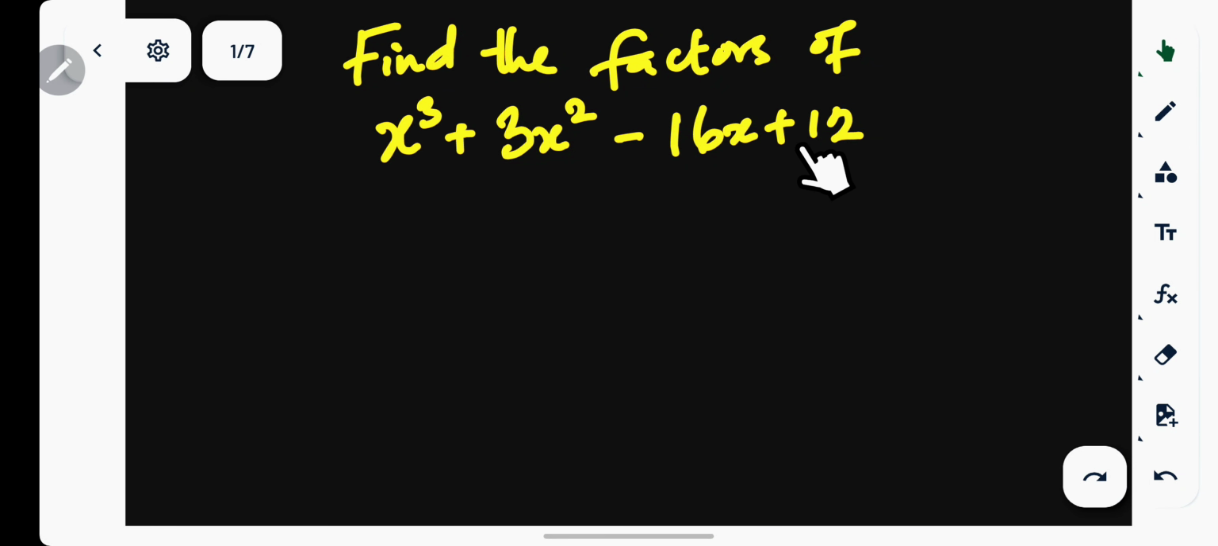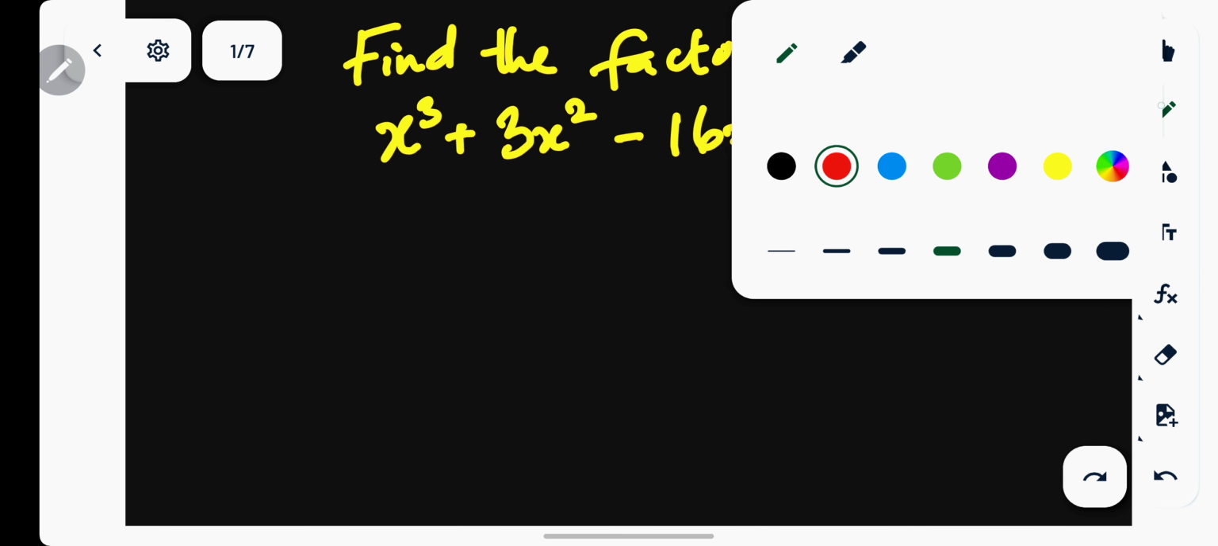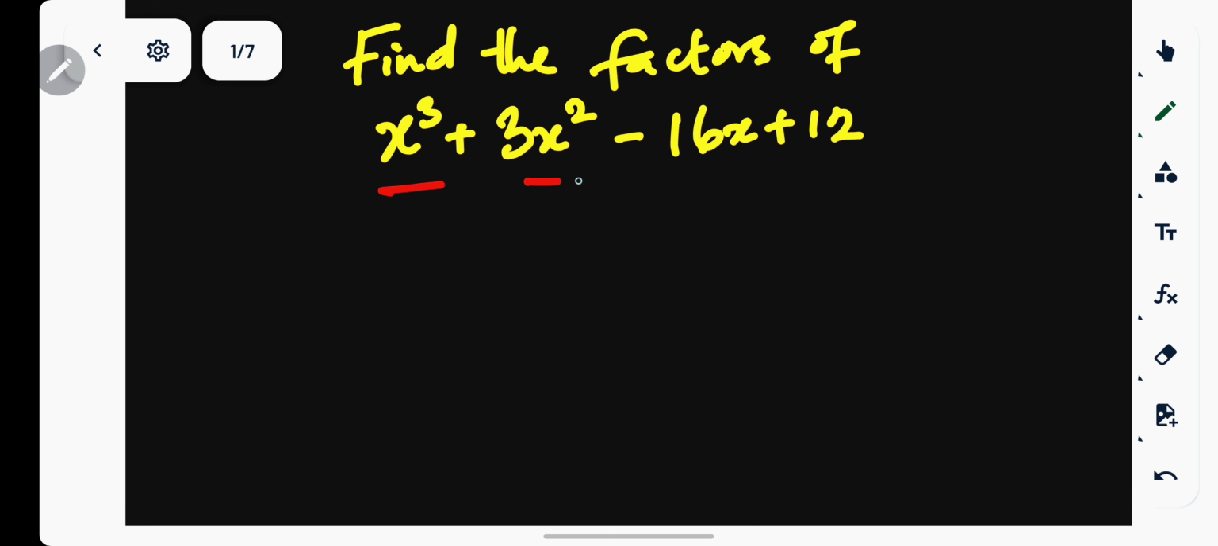Okay, so to do this, you first of all have to guess the first factor. Always the first factor, you have to guess it out. So what number can I input into this function so that it becomes a 0? That is the first factor that you are looking for. So we're going to try out, start with a 1, then -1, the opposite, 2, -2, 3, -3, in that order. So you do a number and its opposite.